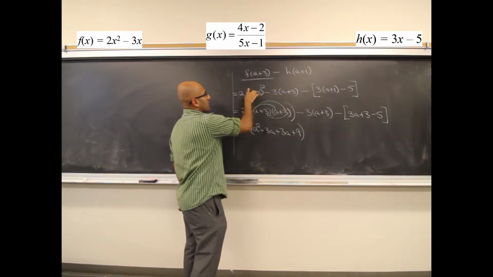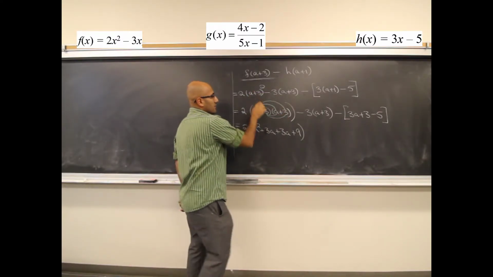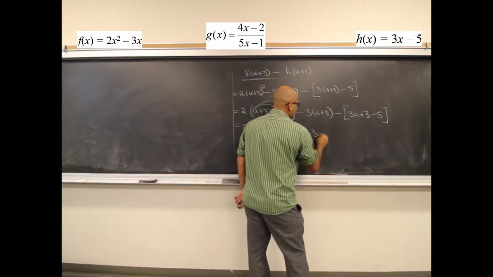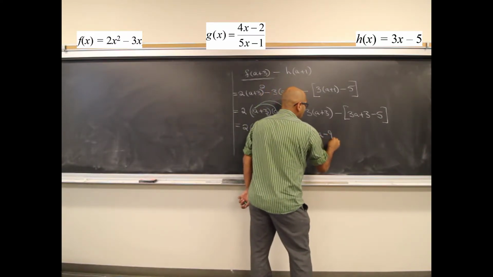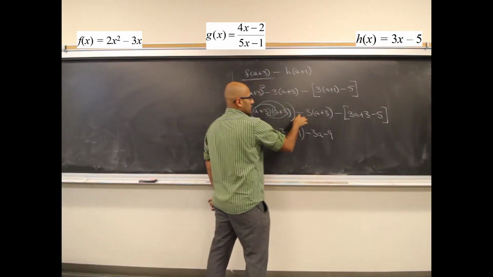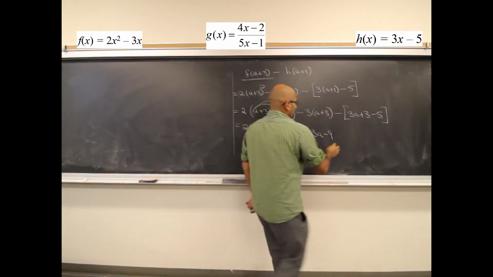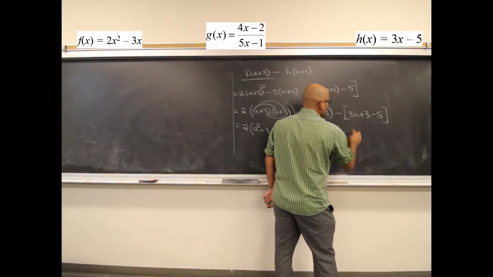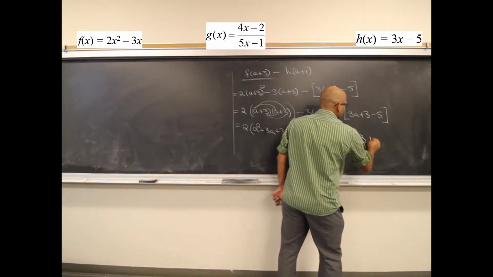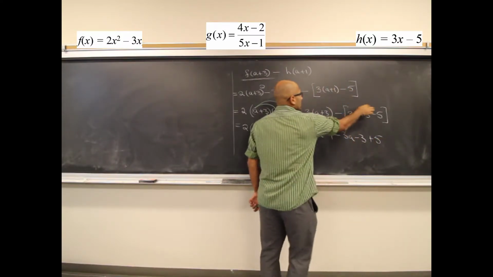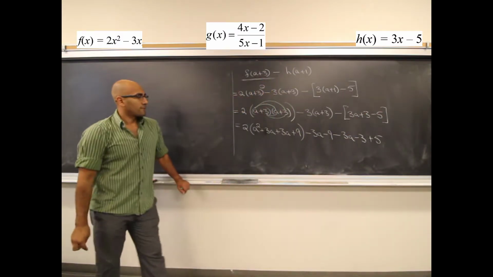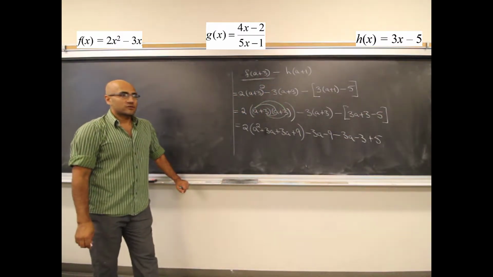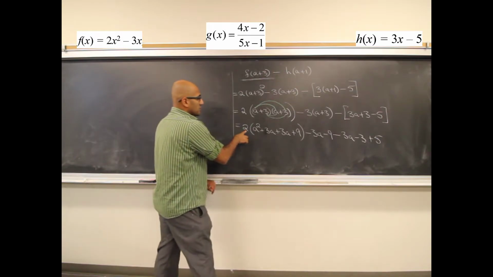So we just took care of this part right here, of squaring that thing. Minus 3a minus 9. Remember to distribute. Minus 3a minus 9. Minus, and I'm going to minus each of these. Minus 3a minus 3 plus 5. When you distribute this minus through those. Good? Questions? Okay, so now I'm going to distribute this 2.